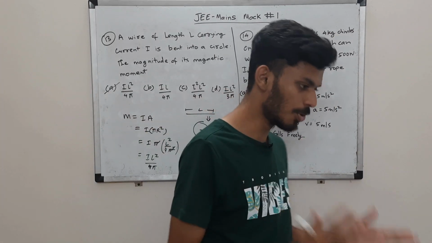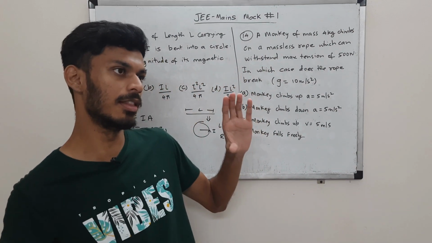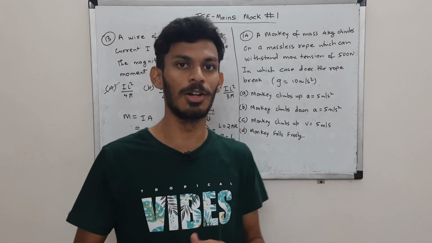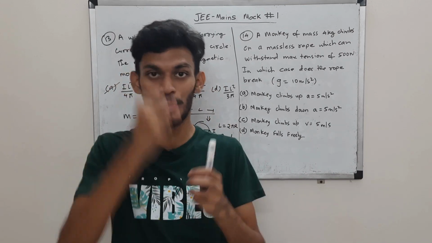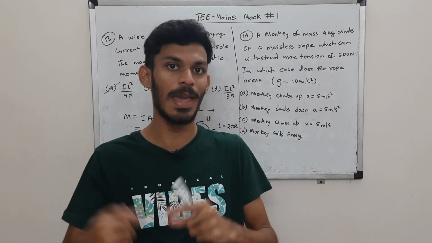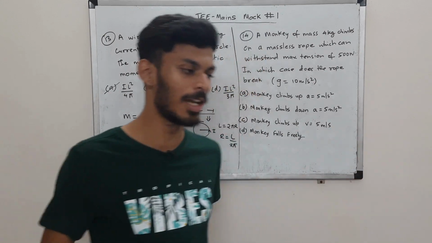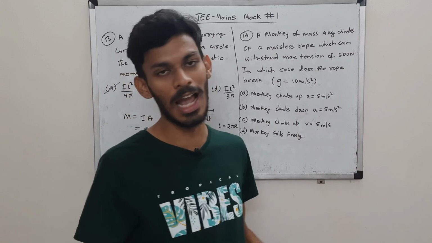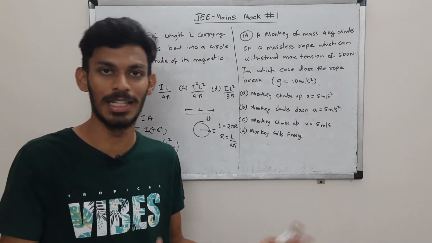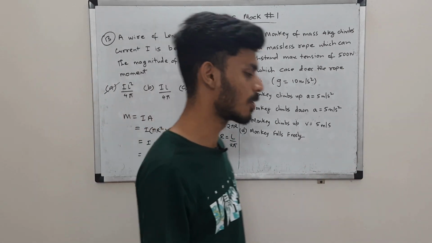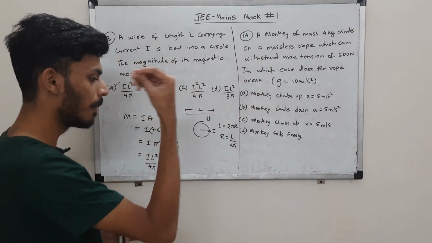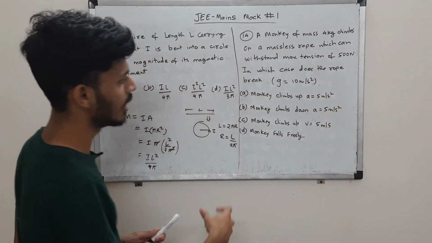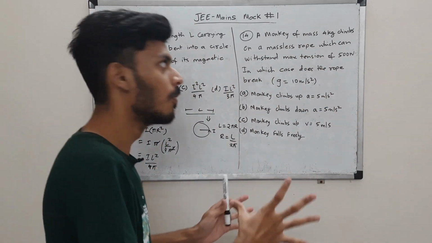So the maximum force will be experienced when the monkey is climbing up the rope. Just like a lift, because when the monkey is climbing up, he's pulling down the rope, his weight is also down, so mg plus ma. Just like the lift, when it's going up, it's mg plus ma, right? And when it's going down, it's mg minus ma. Same case. So when it's going up with certain acceleration, the force on the rope will be maximum.